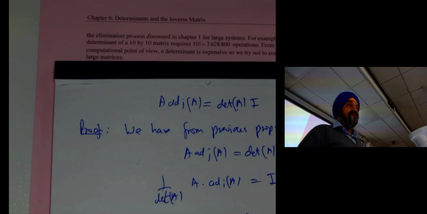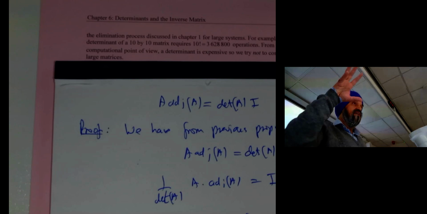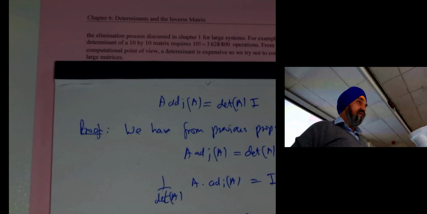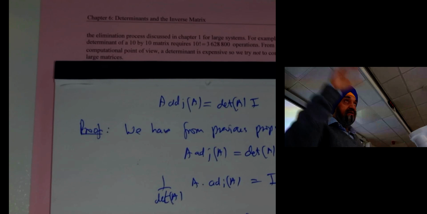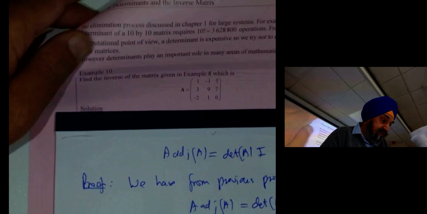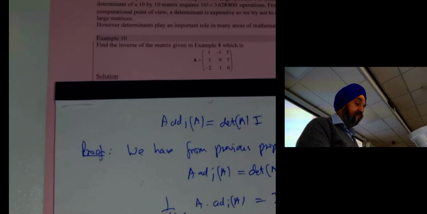There was an American, Sheldon Axler, who wrote an article called "Down with Determinants." We should do everything without determinants. I found that I could do everything without determinants until chapter 7, when I need eigenvalues and eigenvectors. That's another way around it, through transformations, I suppose. But anyway, let's find the inverse of the matrix that was given to us in example 8, which was this.